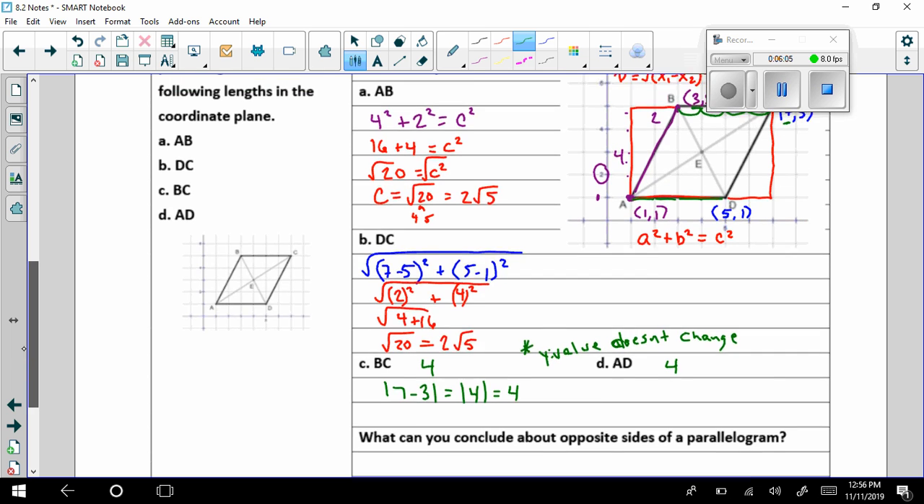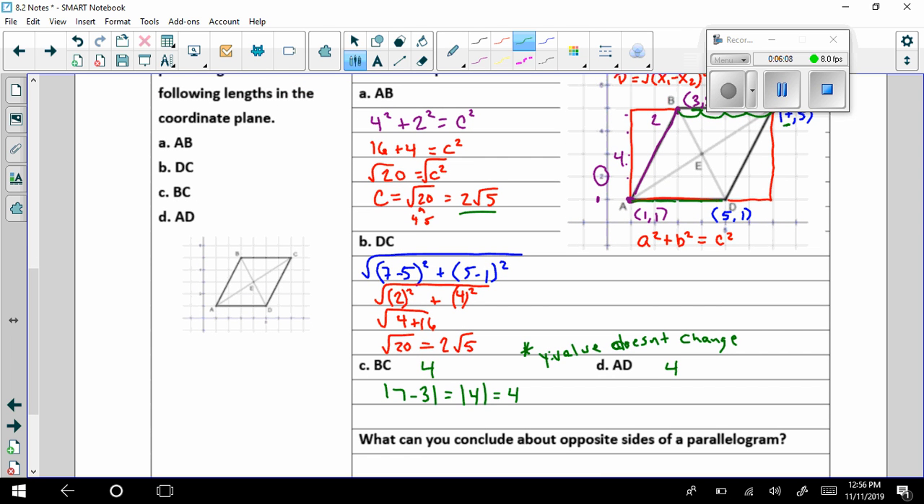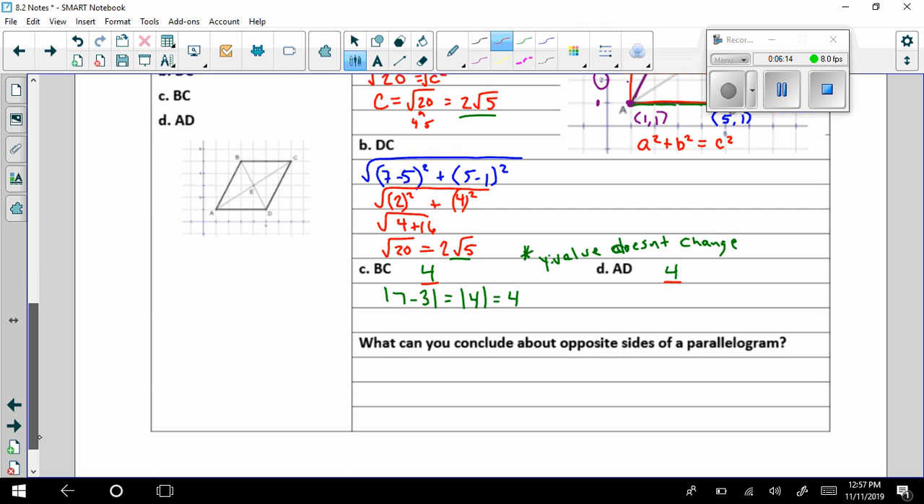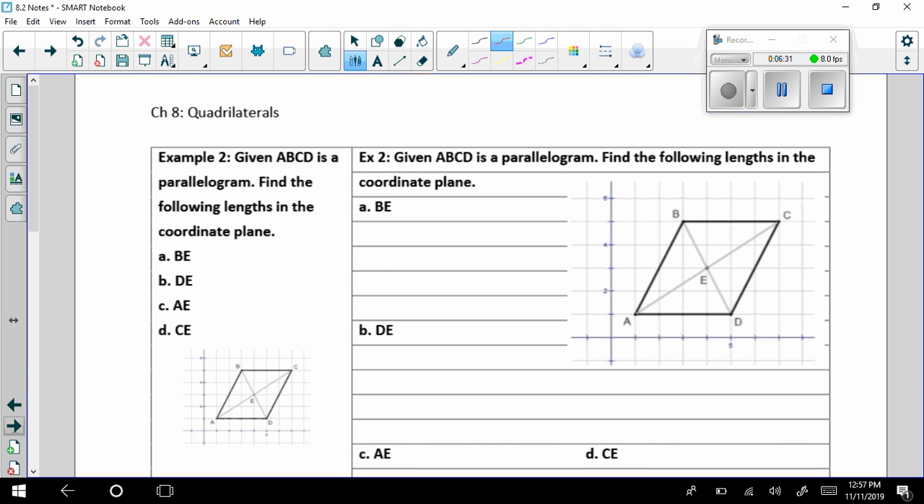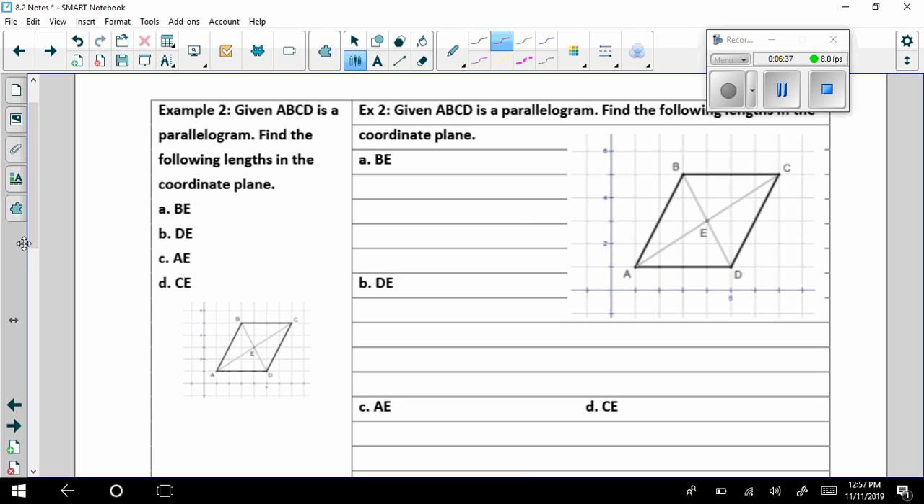All right, so when comparing opposite sides, hopefully you can see the opposite sides are congruent. Okay, so go ahead and practice this to see if you can find the following lengths in this parallelogram.